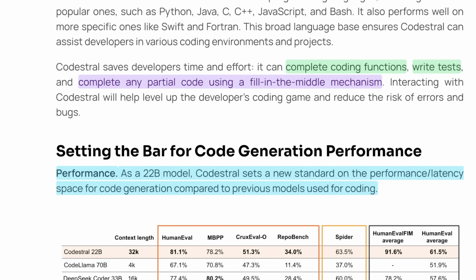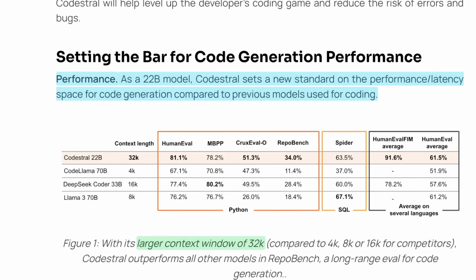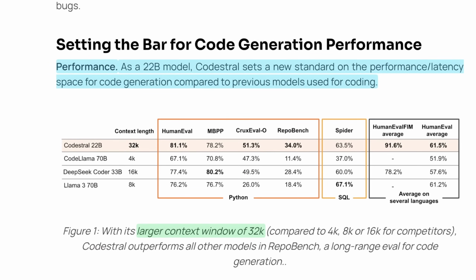So one thing I'm really interested in is I'm going to deliberately ask it to make something that will break, and then I'm going to ask it to fix the bugs, because frankly, this is something that's pretty hard to do well with GPT-4. Now, another thing they're really big on is performance and just raw speed. So they say, as a 22B model, Codestral sets a new standard on the performance latency space for code generation compared to previous models used for coding.